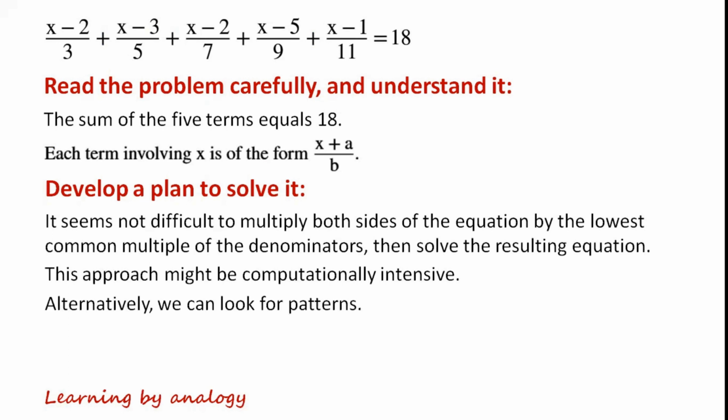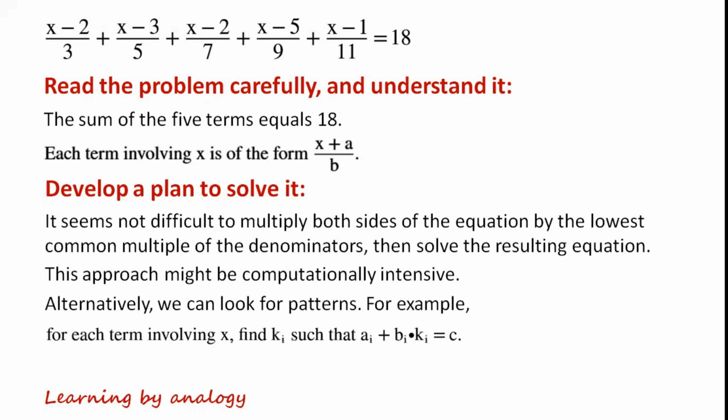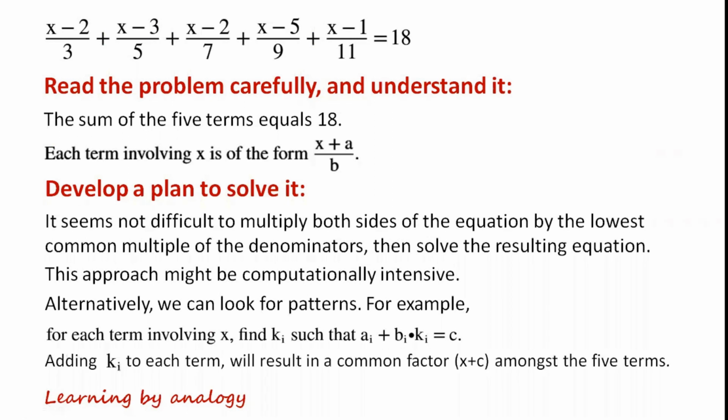Alternatively, we can look for patterns. For example, for each term involving x, find ki such that ai plus bi times ki equals c. Adding ki to each term will result in a common factor x plus c amongst the 5 terms.